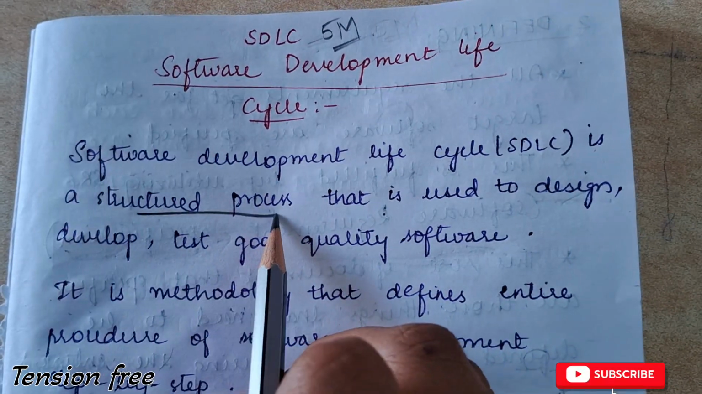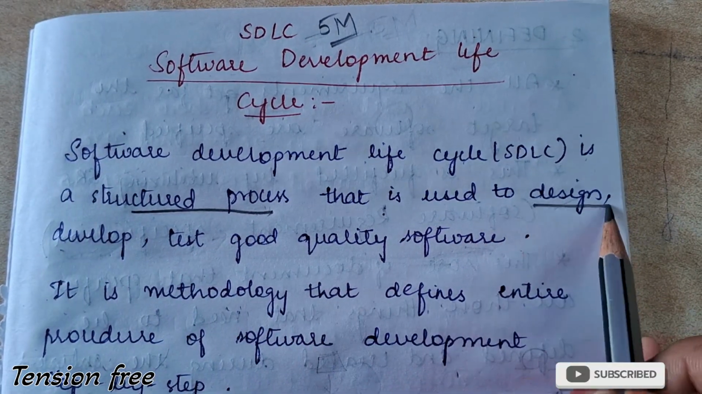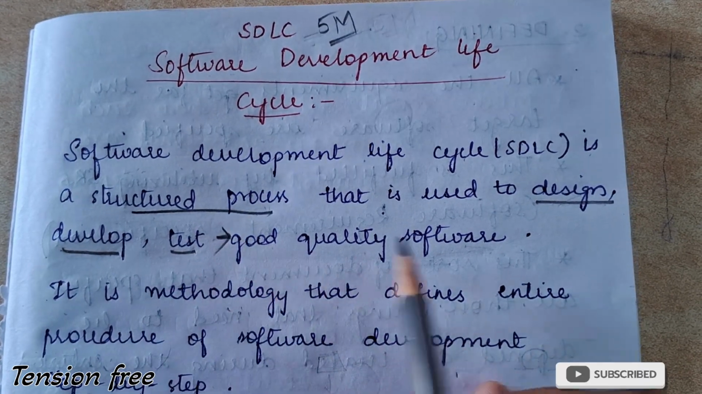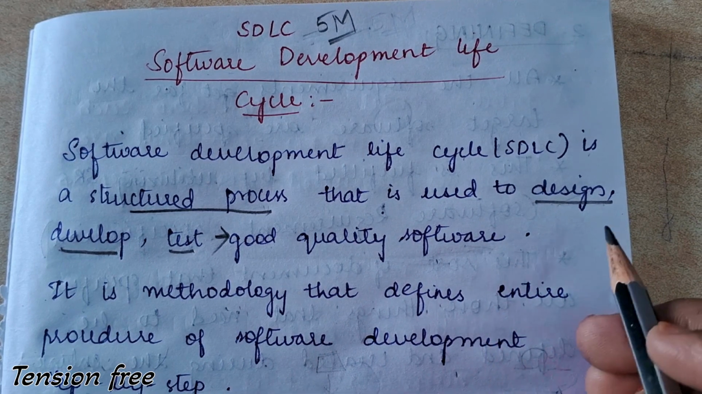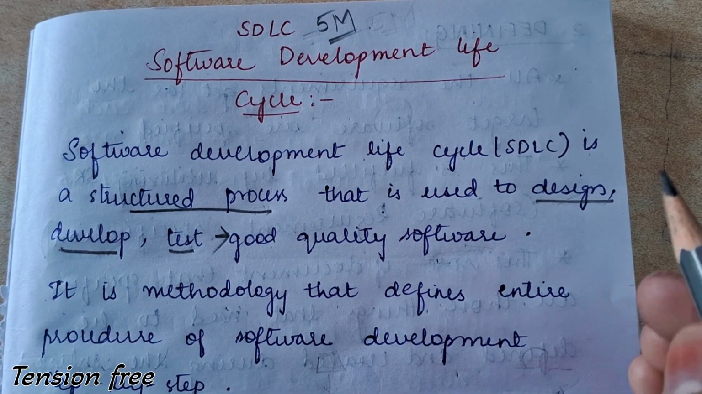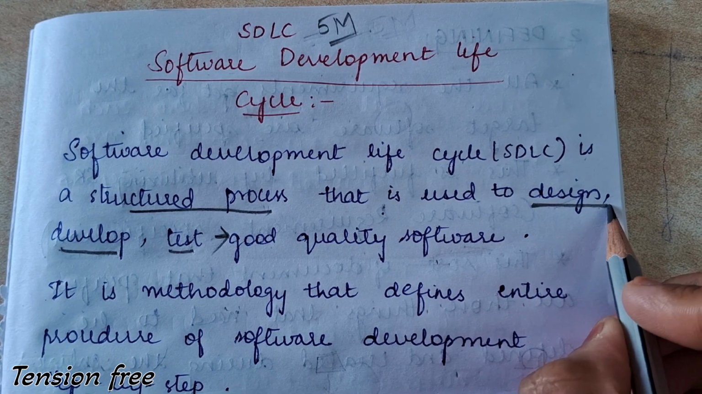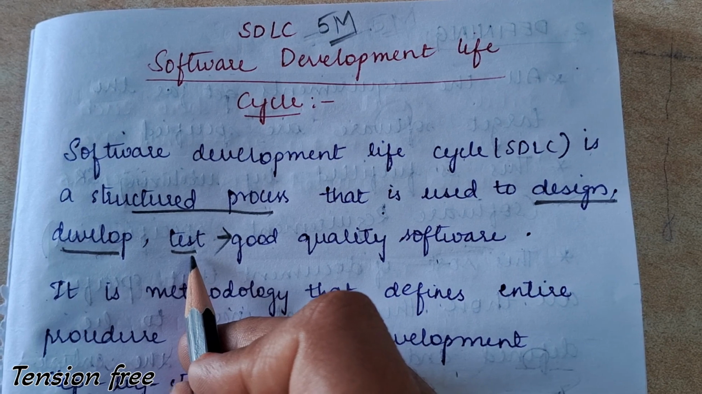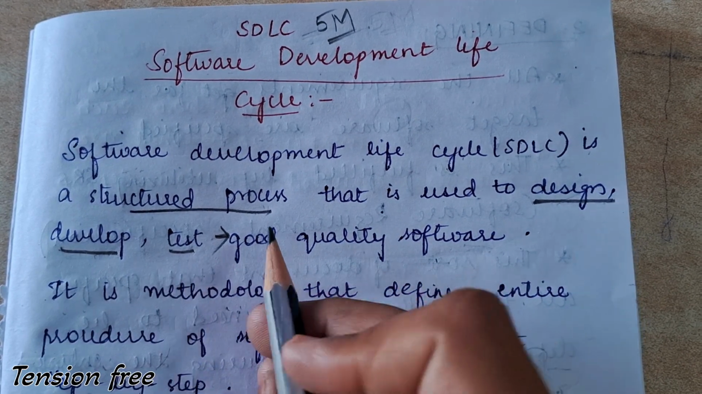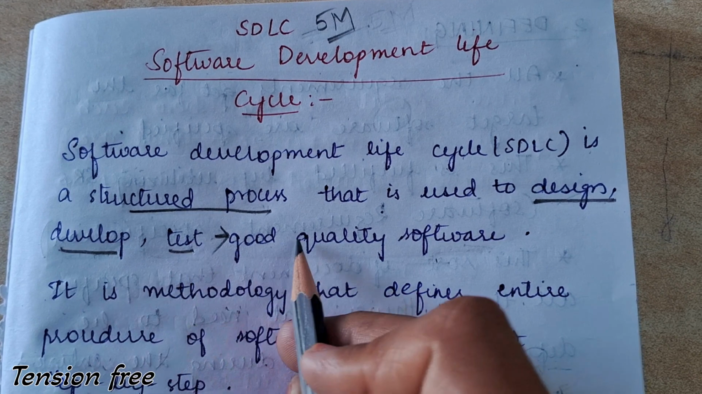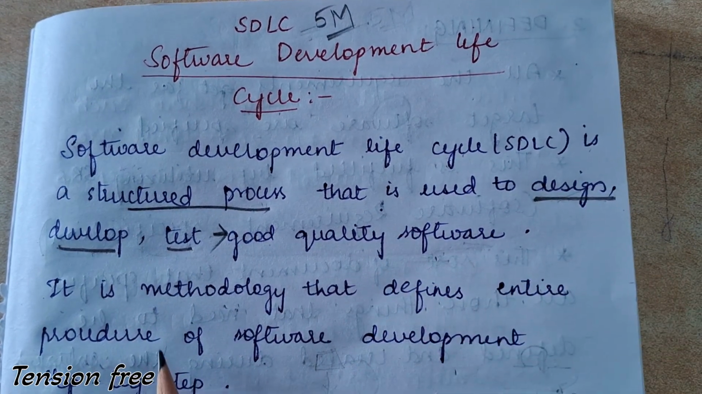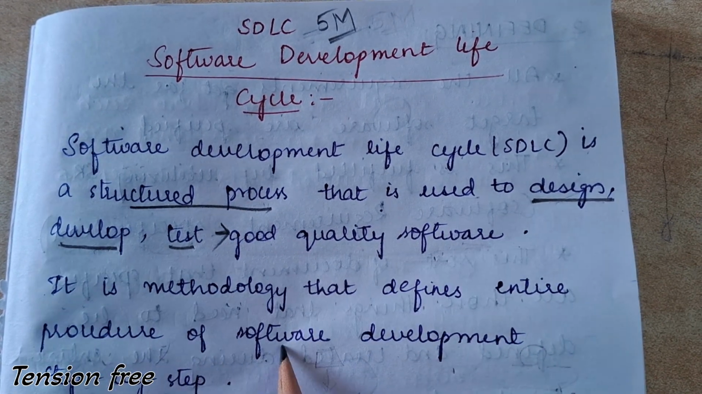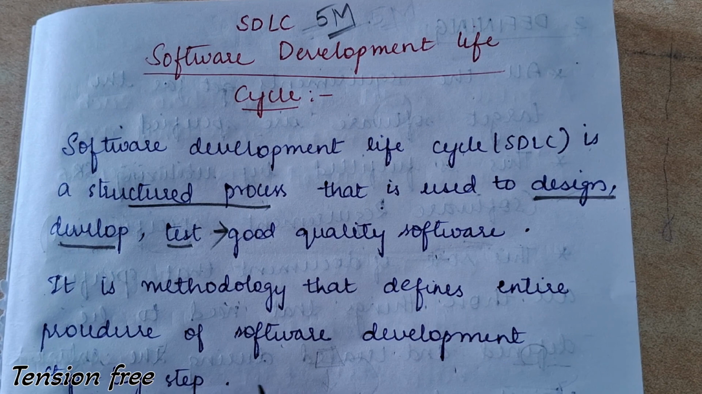It's a structured process that is used to design, develop, and test the software to provide good quality software according to the user requirements. First, we're going to design the software, and we're going to develop the software. We're going to test the software to remove the errors, and by removing these errors we're going to get good quality software. So it is a methodology that defines the entire procedure of software development in a step-by-step manner.